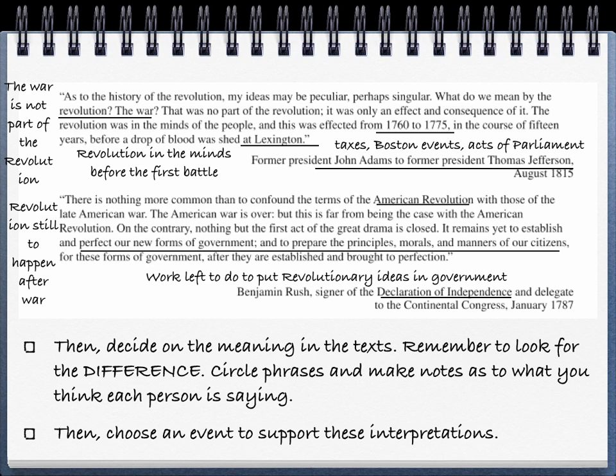Benjamin Rush, however, contradicts. Remember, we're looking for the difference. He contradicts that, and he says the real revolution has to happen after the war, when we try to set up this government to put all our ideals in place.